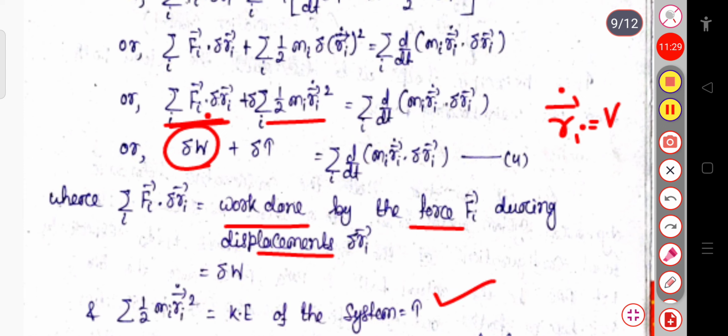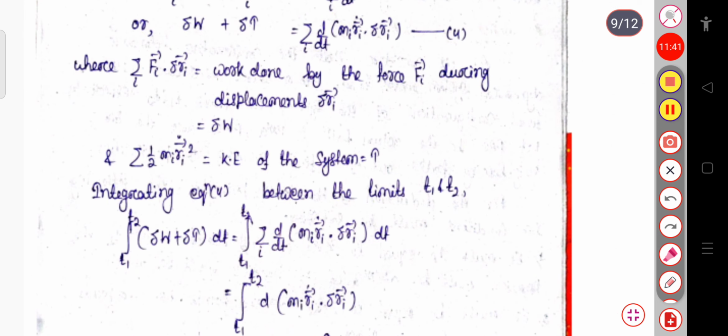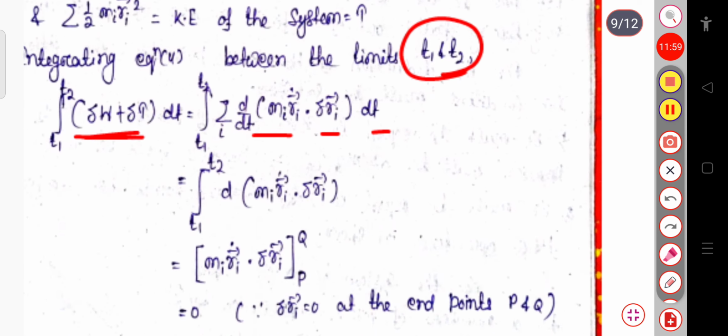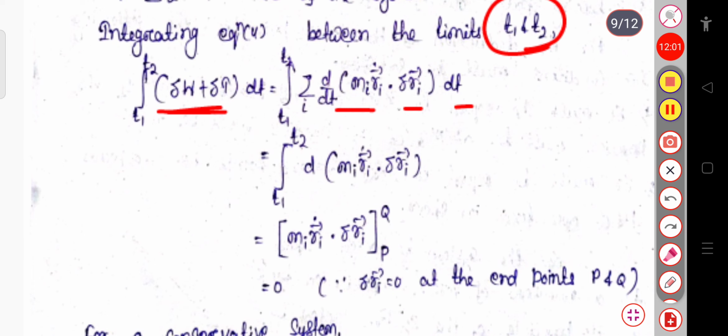So in this place, this is your delta T, that is the kinetic energy, and that is equal to the sum over d by dt of Mi Ri dot delta Ri. Now integrating this equation between the limits t1 and t2, integral of delta W plus delta T into dt equals the integral from t1 to t2 of the sum over i of d by dt of Mi Ri dot delta Ri into dt. So if I integrate this term, you can see here this dt gets cancelled.